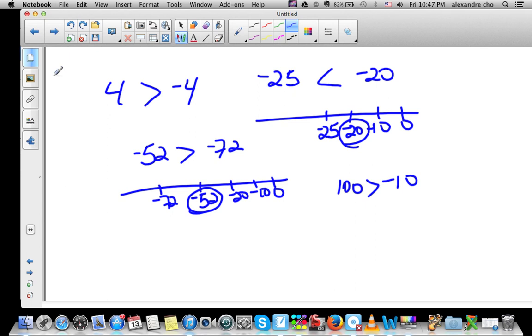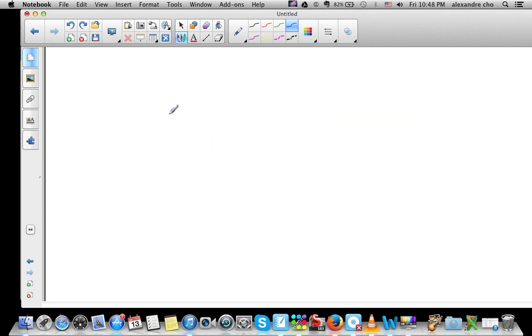19, ooh. 19 is a little bit different. It says the absolute value of negative 8 and 0. Well, what you should have done was take the absolute value. The absolute value of negative 8 is 8, because negative 8 is 8 steps away from 0. Now you compare. 8 is obviously greater than 0. So you have to take the absolute value first.